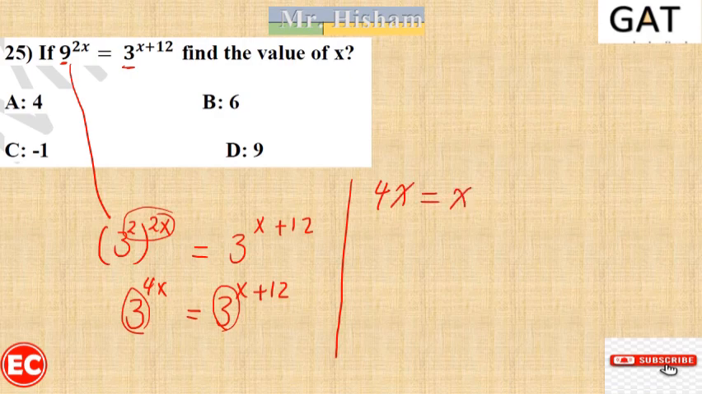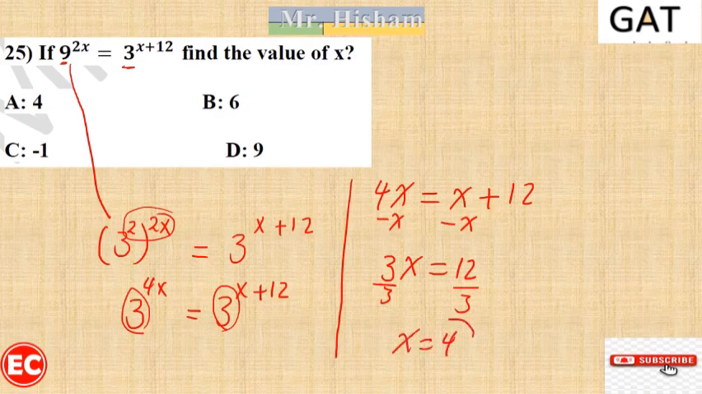So 4x is equal to x plus 12. By subtracting x from the left and the right side, 3x is equal to 12. By dividing both sides by 3, the answer is x equal to 4.